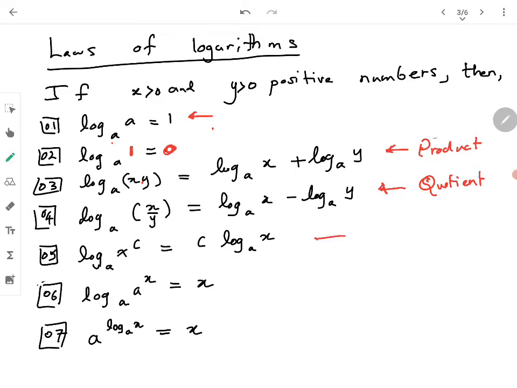Then the fifth one is the exponent rule. If the argument has an exponent, like here the exponent is c, you can move the exponent outside of the log, outside of the argument. So you can write it in front like here. This exponent can be moved here.